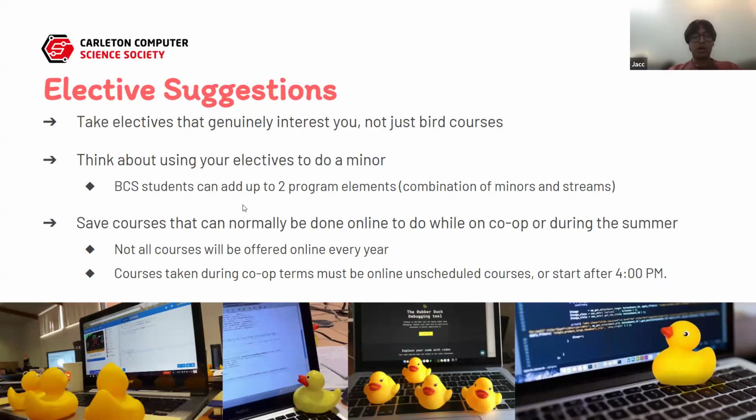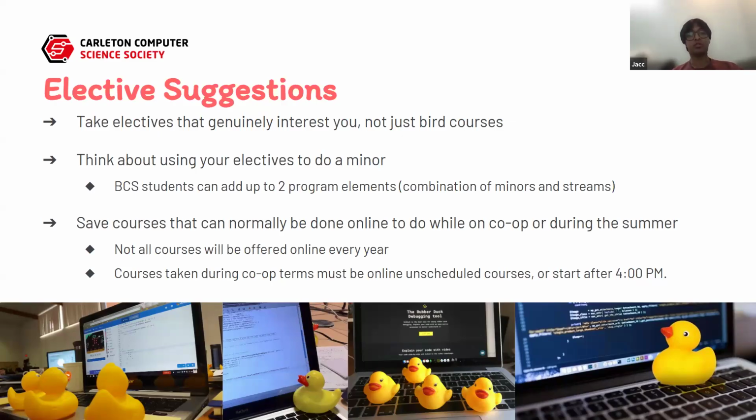And since we have a lot of elective credits, almost half of our degree, or a bit less than half of our degree is elective credits, you can add a minor to your degree if you want. Typically minors are 4 credits, so they will use up your elective credits, but then you can get a minor in some other field, for example, maths or statistics or anything else. As a BCS student, you can add up to 2 program elements, which can be a combination of minors and streams.